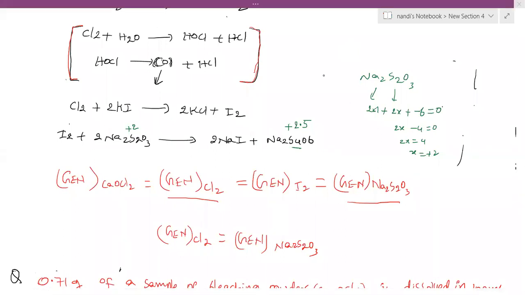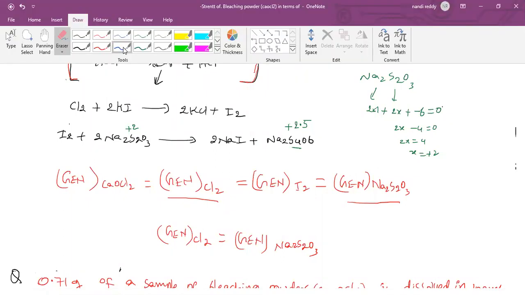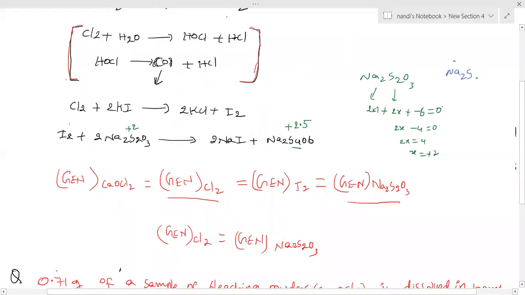I solved one. Can you try this? How is it 2.5? Na2S4O6. You can try the same pattern. This is 2 into 1 plus this is 4x plus 6 into minus 2 equal to 0. Then 2 plus 4x minus 12 will equal to 0. Then 4x equal to 10. Then x equal to 10 by 4, nothing but 2.5.